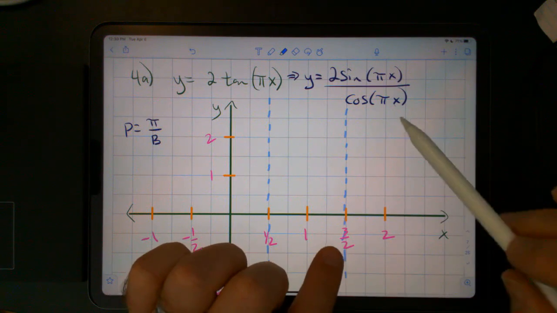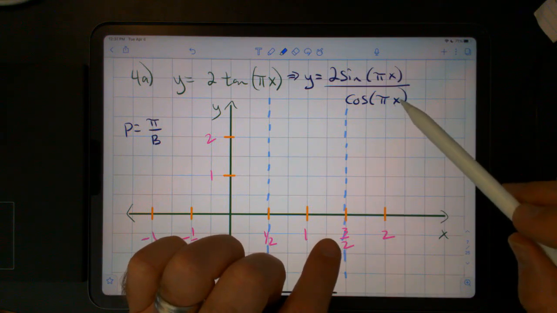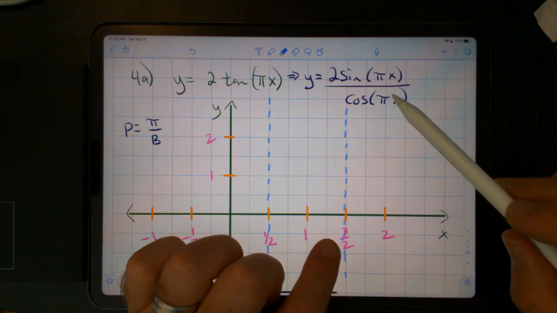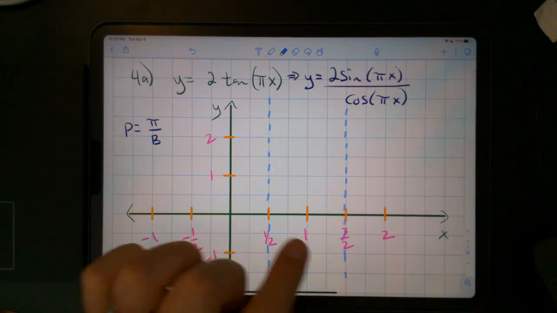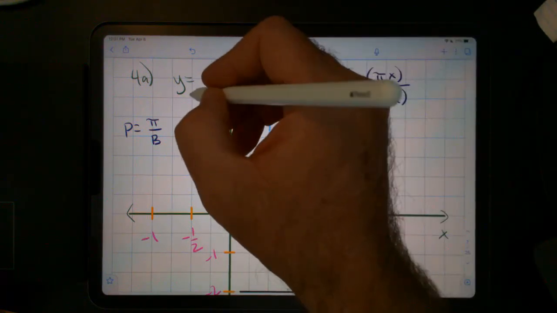Or when you plug in 3/2 for x, you get cosine of 3 pi over 2. Cosine of 3 pi over 2 is 0. You cannot have 0 in the denominator. Okay, and also this is an asymptote.